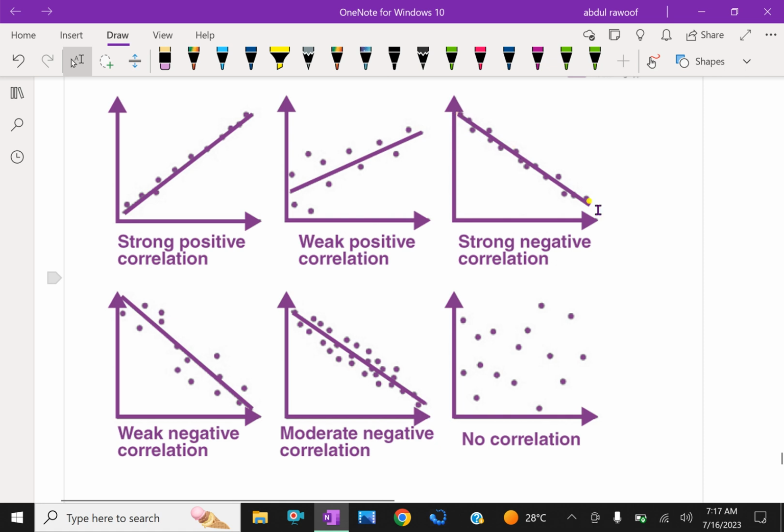Here is a strong negative correlation. The points are very near to the best fit line, and it is a negative correlation. Here is a weak negative correlation, where some points are farther from the best fit line. It's a moderate negative correlation. Here there is no correlation, because we cannot estimate a best fit line considering all points. So here, the points are not correlated.